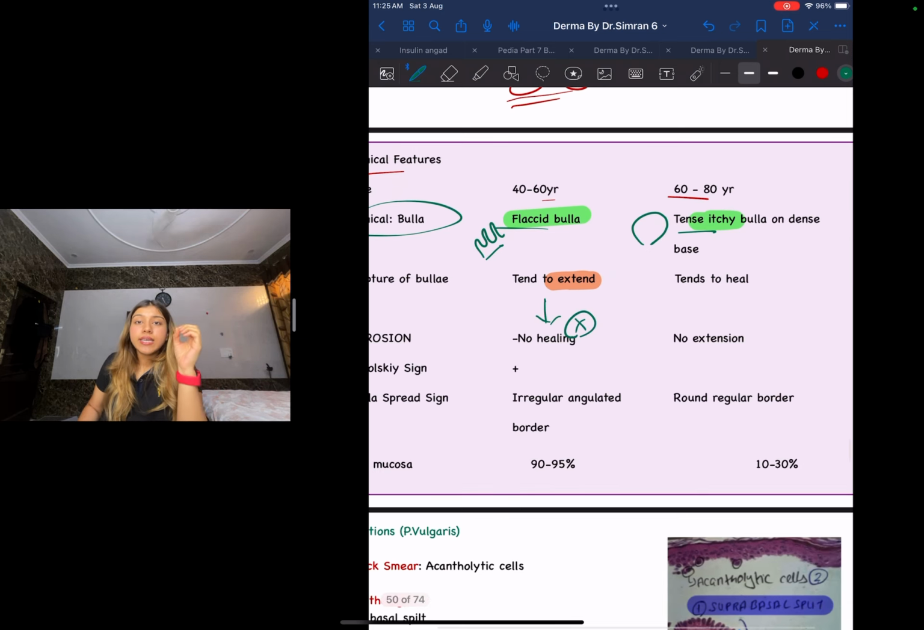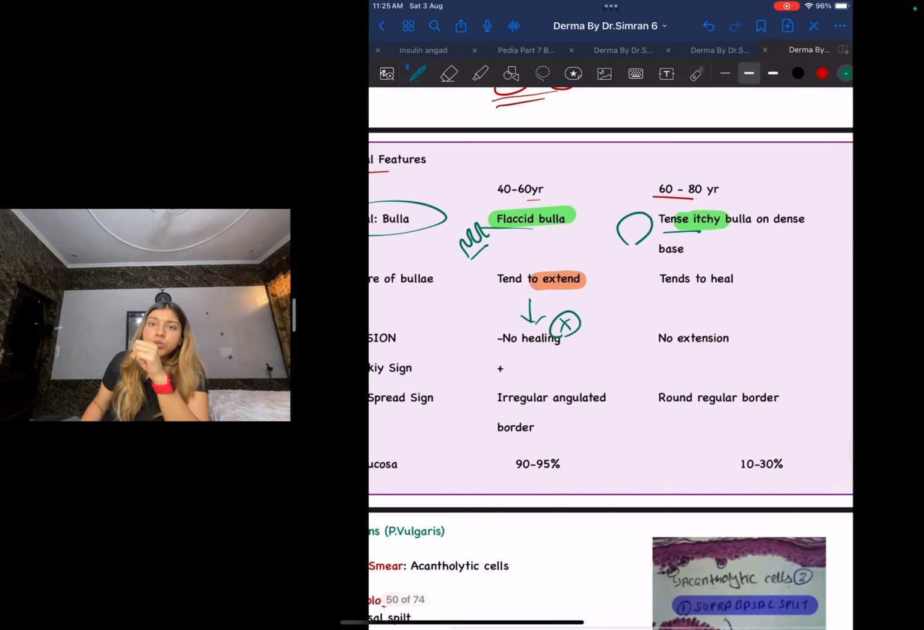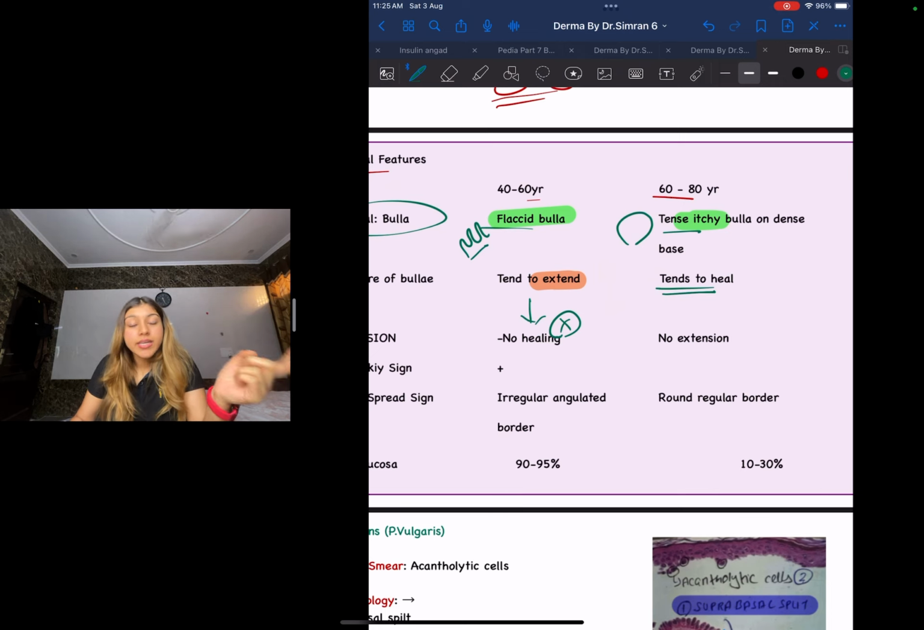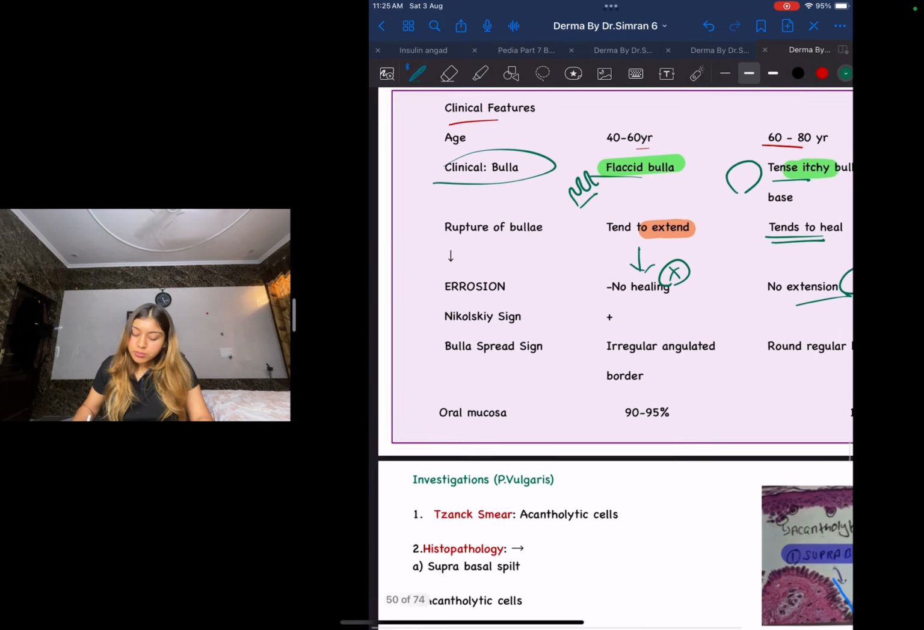Whereas guys, in bullous pemphigoid, it's going to have a tense bulla. So it will rupture and it will heal. It tends to heal. So if it tends to heal, will there be an extension? No. No extension is seen in this patient. Understood? Now let us move on to Nikolsky sign.